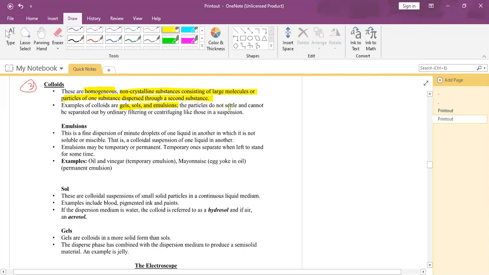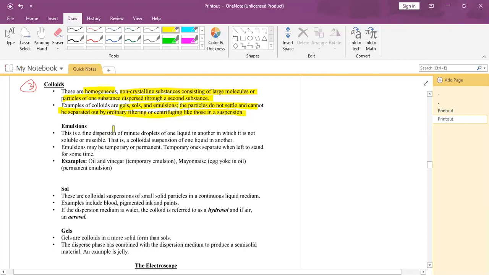The particles do not settle and cannot be separated out by ordinary filtration or centrifuging like those in a suspension. So it is very important. You can't separate them by filtration or centrifuging like those in a suspension, right? So it's almost like in between the solution and the suspension. That's how colloids look, in between.